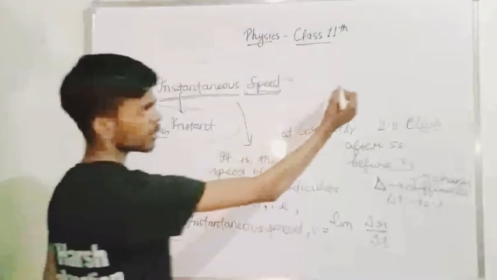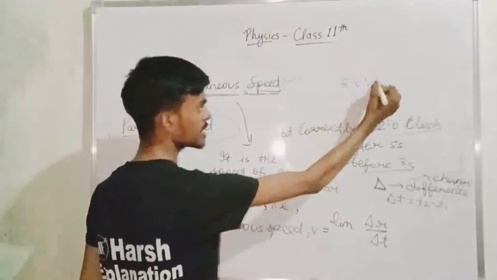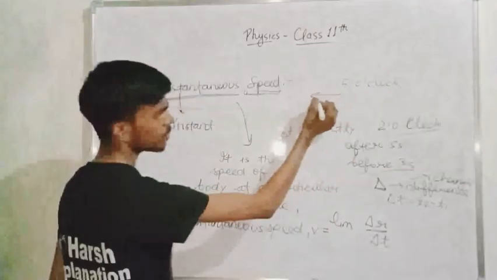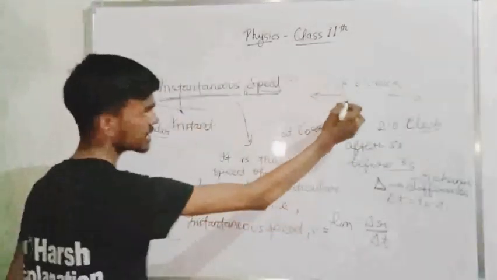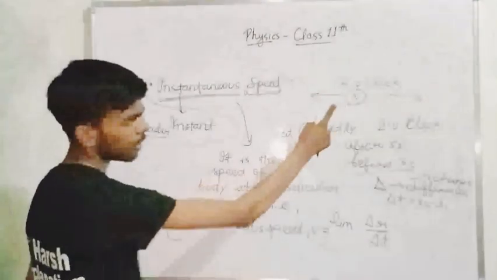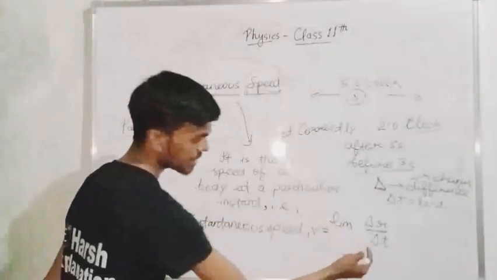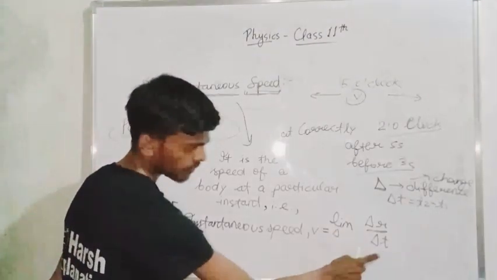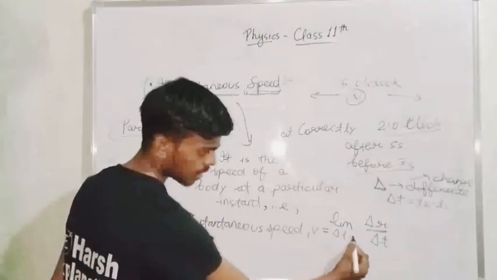If we are talking about 5 o'clock, then it is exactly 5 o'clock, not before 5 o'clock, not after 5 o'clock. It is the exact value of our speed. So instantaneous speed gives the exact value of our speed at a particular time. That's why our denominator factor tends to 0.